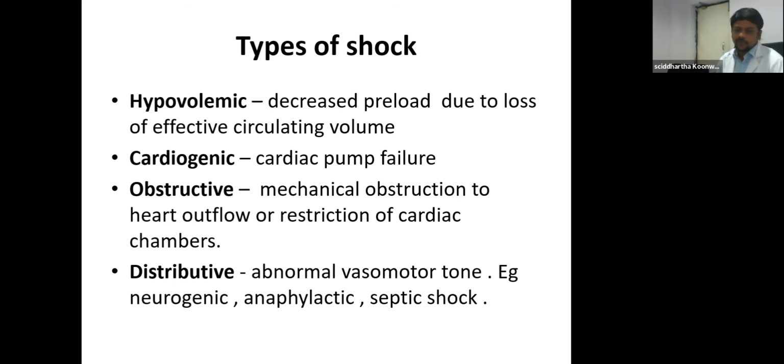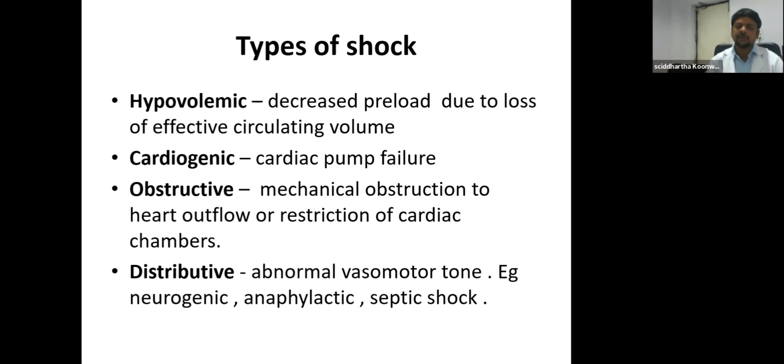The 4th type of shock is distributive shock, which is due to abnormal vasomotor tone. There is abnormal vasodilatation which leads to venous pooling of blood. It is further classified into neurogenic, anaphylactic and septic shock. Neurogenic shock is seen in patients of head trauma, spinal cord trauma or brain trauma. In anaphylactic shock, there will be associated features of anaphylaxis.